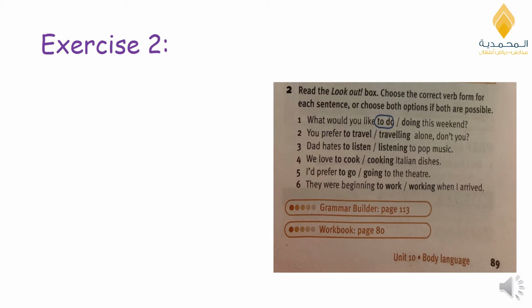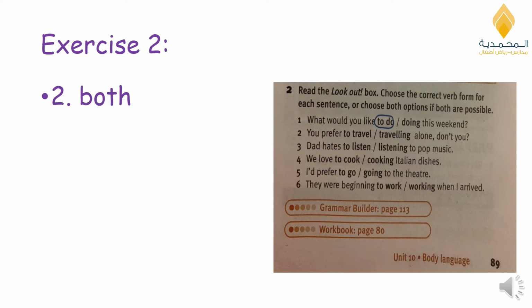Exercise number 2. Read the lookout box, choose the correct verb form for each sentence, or choose both options if both are possible. Let's see. First sentence says, what would you like to do this weekend? Of course, when you see would, you have to put the infinitive form after like, prefer, and the other verbs. You prefer to travel or traveling alone, don't you? We can use both in this sentence and both are correct.